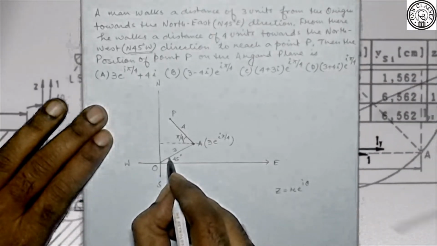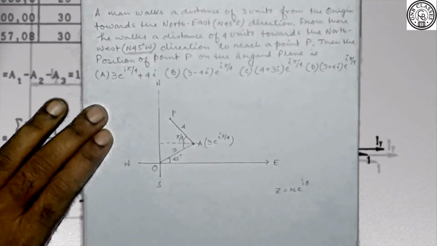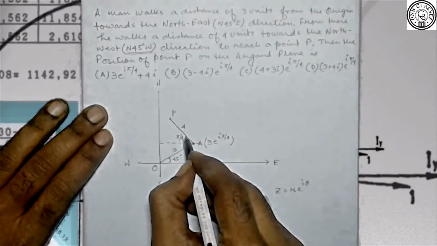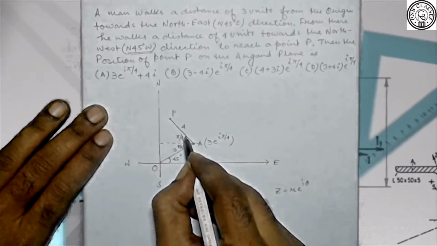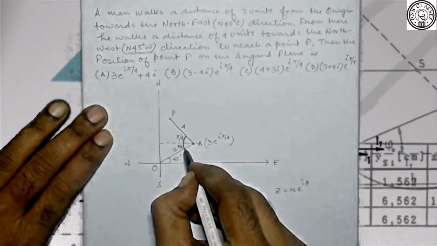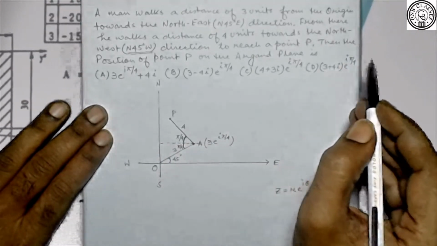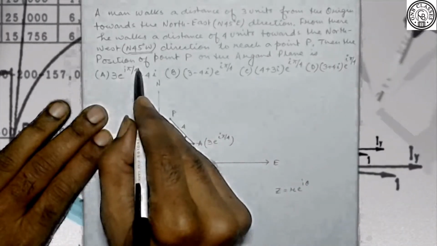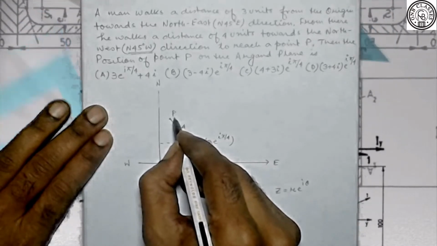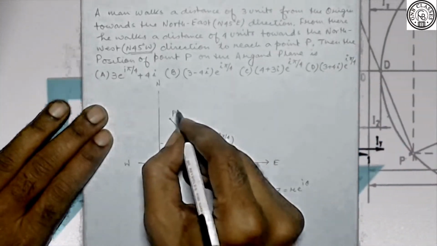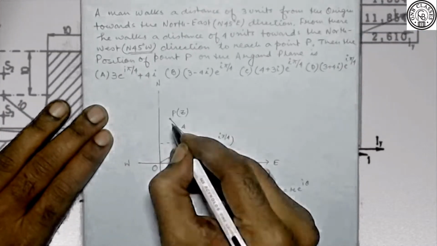This angle is pi by 4. That is 45 degree. Therefore, this angle is also pi by 4. And this angle is pi by 4. They have already given. So this whole angle is 90 degree. Is it clear? Now we have to find out the position of point P on the Argand plane. That is, we have to find out the position vector of point P. Let us denote the point P by the vector Z.